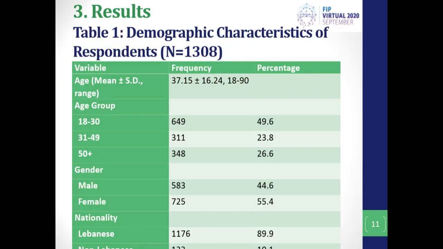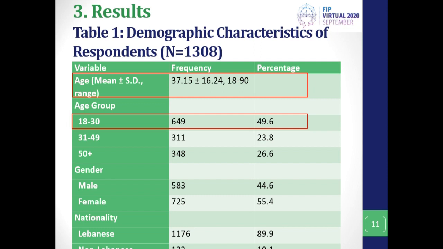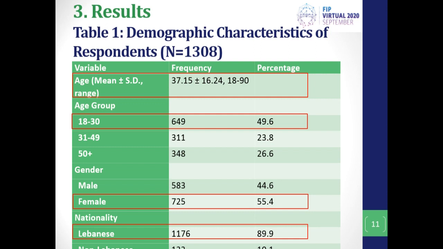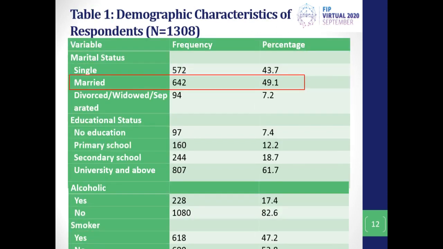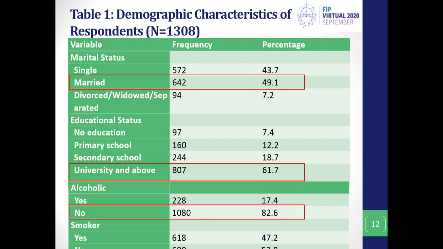What results were obtained? So a total of 1,308 respondents completed the questionnaire. Baseline characteristics of respondents are shown in Table 1. Their mean age was 37.15. The majority were within the age group of 18 to 30. Majority were females and Lebanese. As for the marital status, almost half were married. The majority, around 62%, completed their university level education. Majority were non-alcoholic and non-smoker.